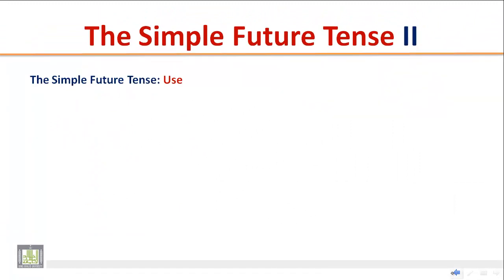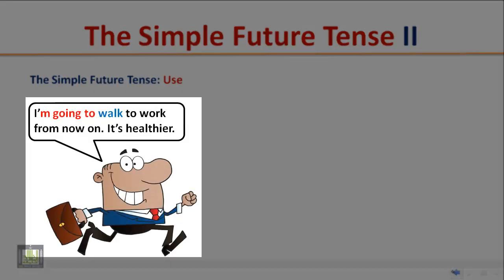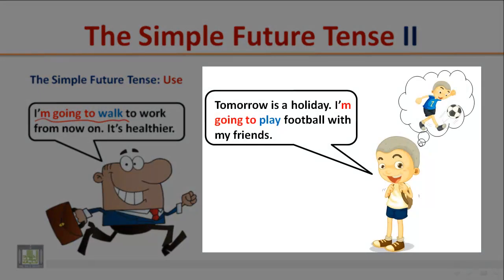The simple future tense, use. Listen to the following short conversation and pay attention to the use of be going to. I'm going to walk to work from now on. It's healthier. Tomorrow is a holiday. I'm going to play football with my friends.